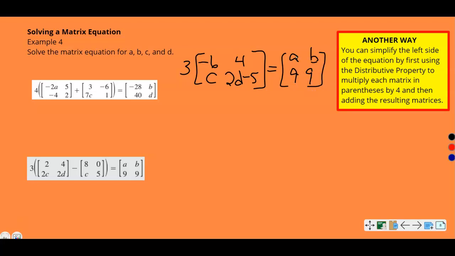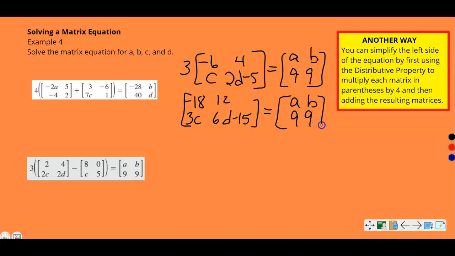All right, let's go ahead and do scalar multiplication. So 3 times -6, -18, 3 times 4 is 12. 3 times C is 3C. And then 3 times a binomial, I have to multiply by the whole thing. So pretend like that's in parentheses. So it's going to be 6D minus 15. All right, from there, I'm going to still have my other matrix. A, B, 9, and 9.